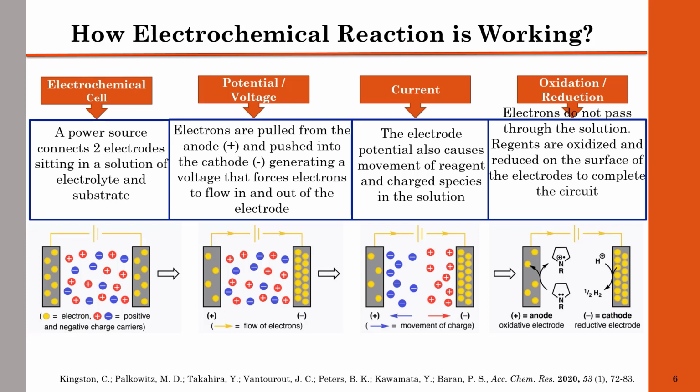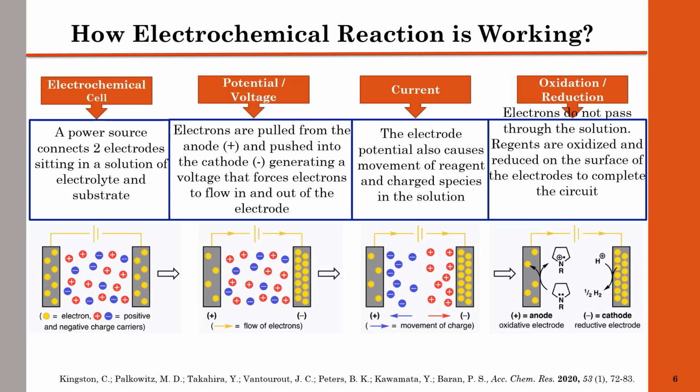And then the next step, the electron starts to move through this line, and this ionic species moves toward the electrode. This complete process we call current. And the last step is that we are going to have our redox reaction.